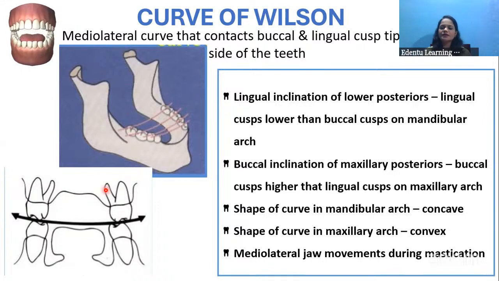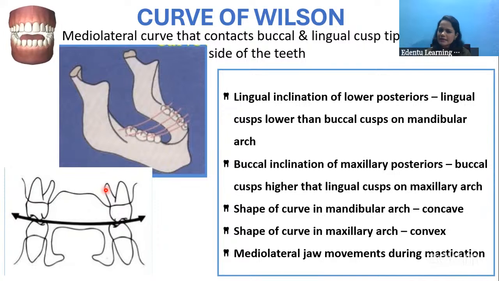If you look at the curvature in the maxillary and the mandibular arch, usually in the mandibular arch the curve of Wilson will be concave in nature, whereas in the maxillary arch it will usually be convex in nature, like that. So that is the main difference between the Wilson's curve in the maxillary and the mandibular arch.